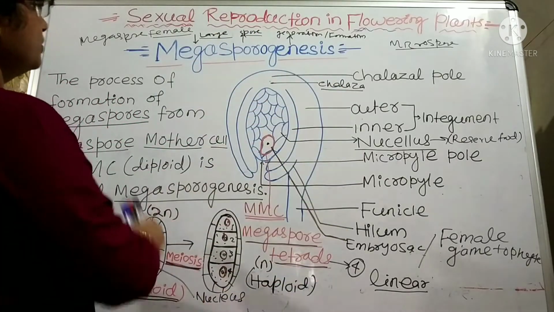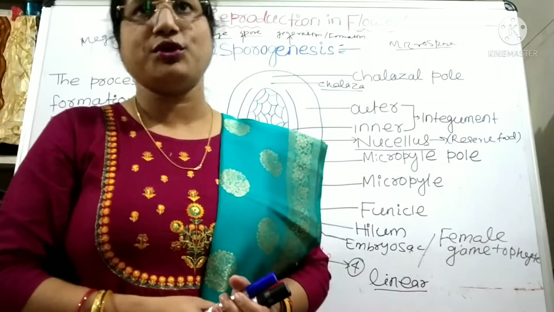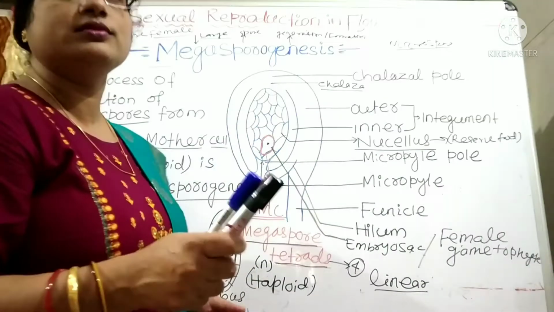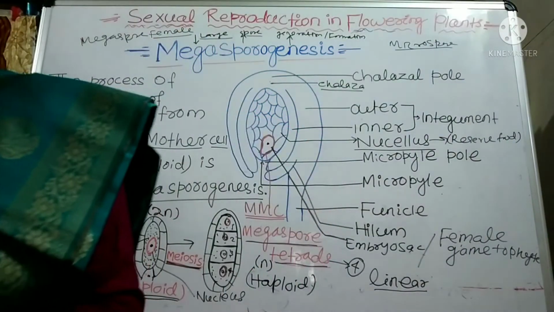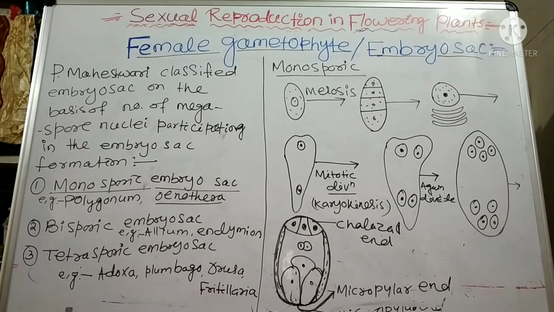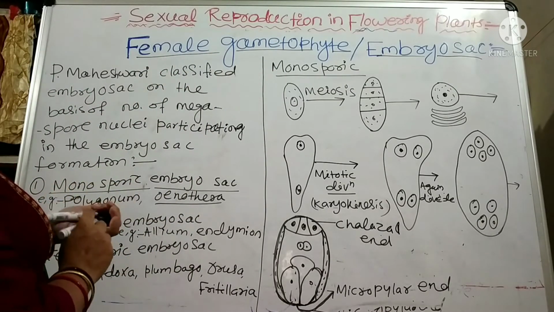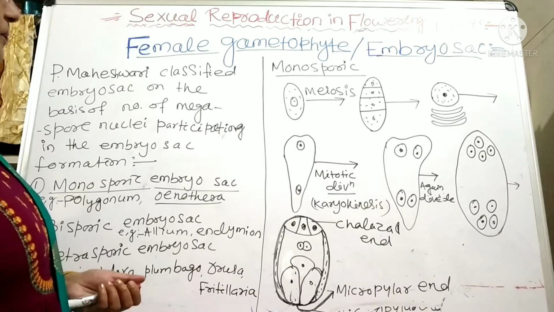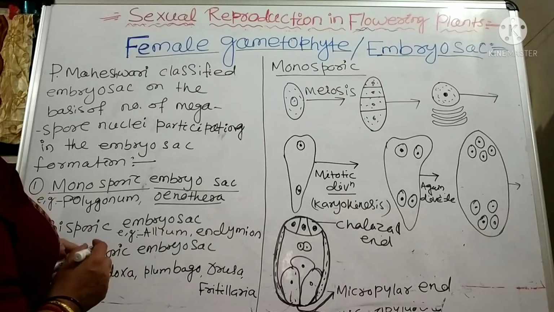This is all about the process of megasporogenesis. Let's study about the female gametophyte or the embryosac. How the megaspores are developed to form the female gametophyte or the embryosac. Let's see. Female gametophyte or embryosac. Let's see the development of female gametophyte or embryosac from the megaspores, or the megaspore mother cell.